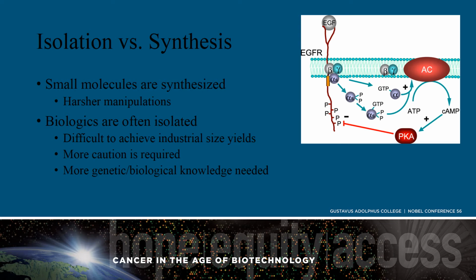So you can get small batches of them fairly easily, but they're difficult to scale up because of different conditions that are required. pH, for example, has to be very, very precise. Otherwise, it can cause a misfolding of proteins, which is not safe to be administered to the general public. So more caution is required, and there's a lot of genetic and biological knowledge that's needed. I put a signal cascade over there in the corner, just as an example of how much is going on in your cell. And in order for a biological drug to be effective, we have to understand each step in the pathway.